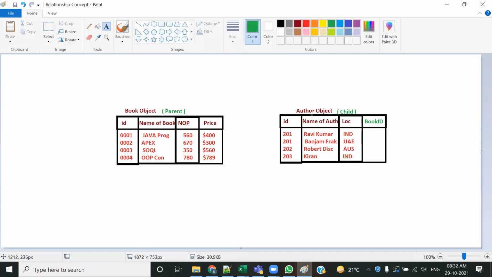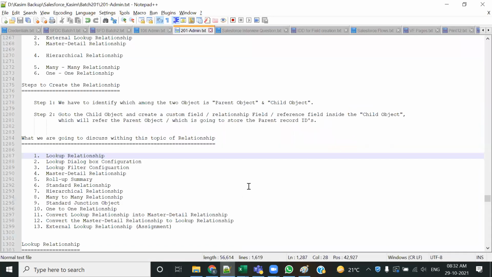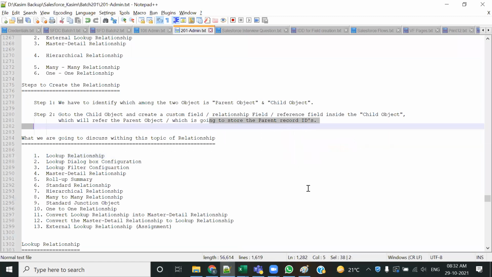So first of all, as in step number one, we should know which one is the parent and which one is the child. If you know this, step number one is completed. Now, to create the relationship, you must go to the child object and create a relationship field. That means create one additional reference field, a new column inside the object. I have created book ID, but what is it going to store? It will store the parent's record ID.